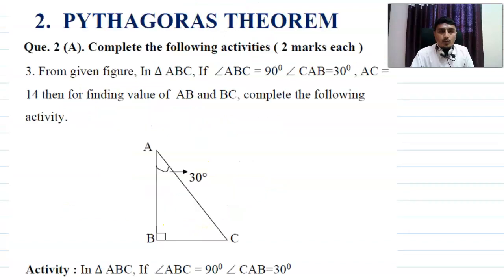Now look at the third activity. From the given figure, in triangle ABC, if angle ABC is 90 degree and angle CAB equals 30 degree, AC equals 14, then for finding the value of AB and BC, complete the following activity.